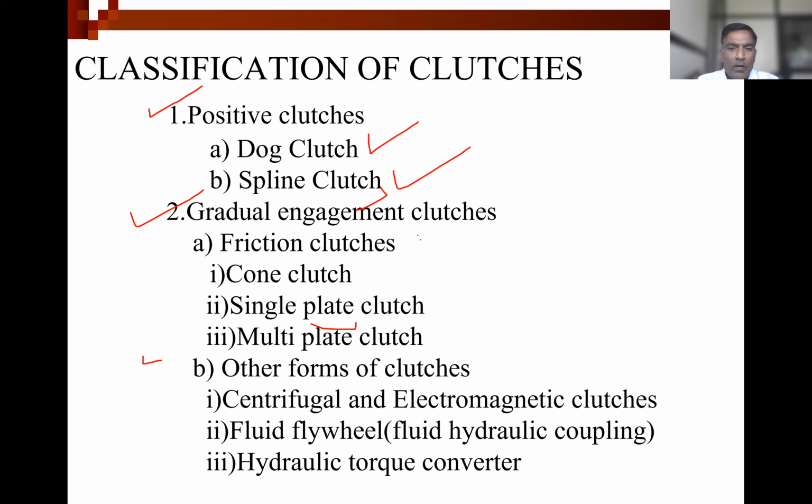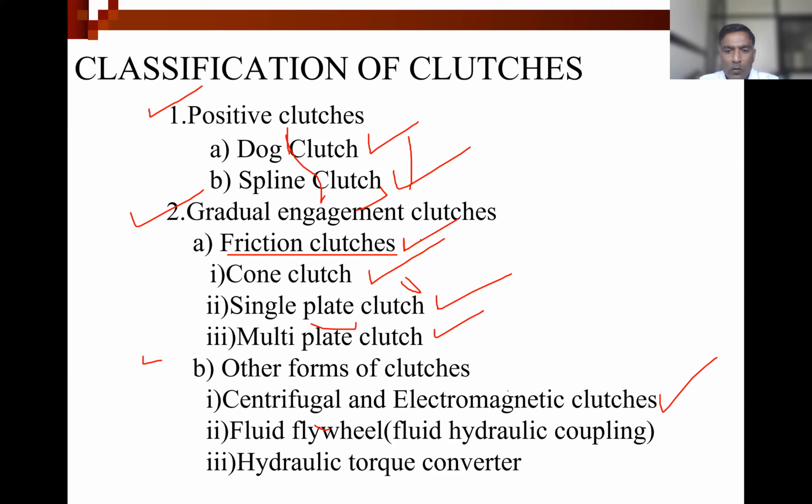Then gradual engagement clutches. Here frictional material is used. Here only mechanical elements are used. In case of gradual engagement, there will be first the friction clutches, in that cone clutch, then single plate clutch, and the multi-plate clutch. And again, the second type for the gradual engagement is other forms of the clutches, wherein centrifugal clutch and electromagnetic clutch.